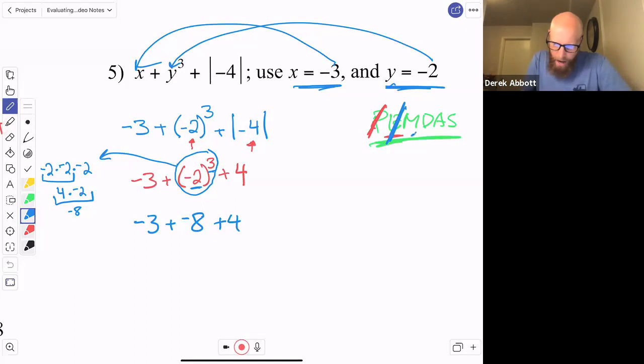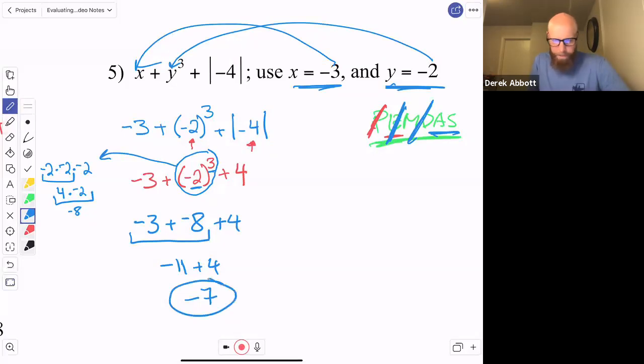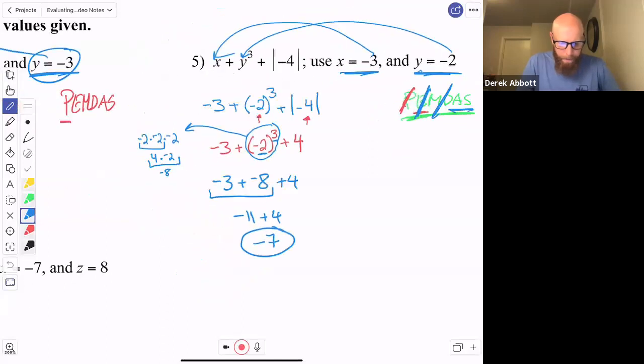Multiplication, division, nada. So let's get right into the addition, subtraction, all right? So -3 plus -8, well, that's -11 plus 4. -11 plus 4 is -7. And we're done, right? That's what it looks like right there. And we've evaluated that one.